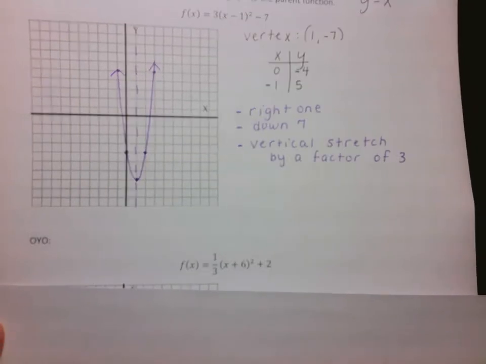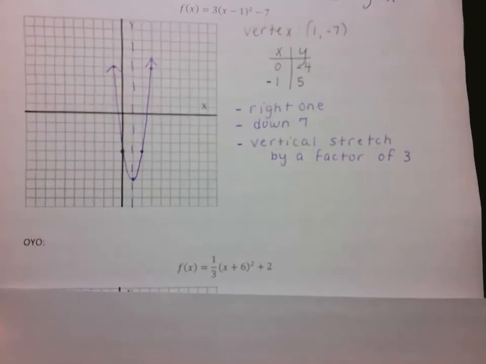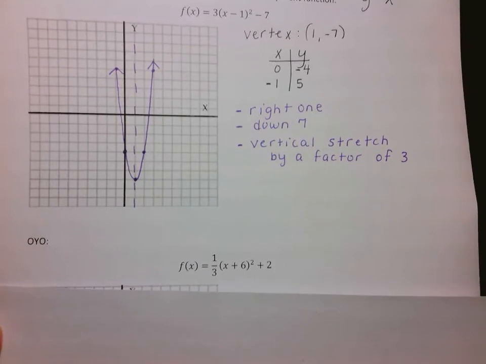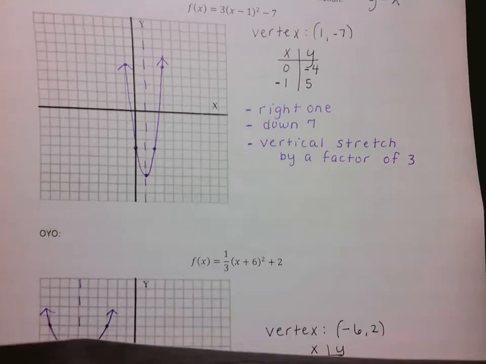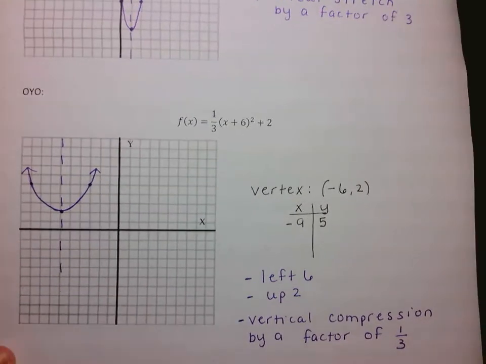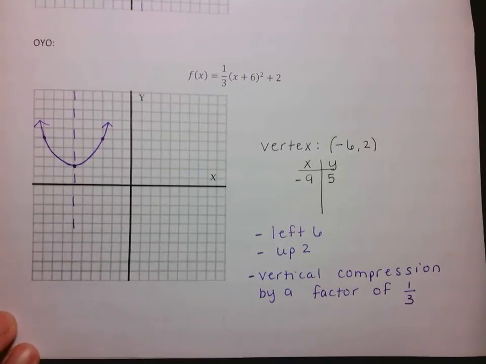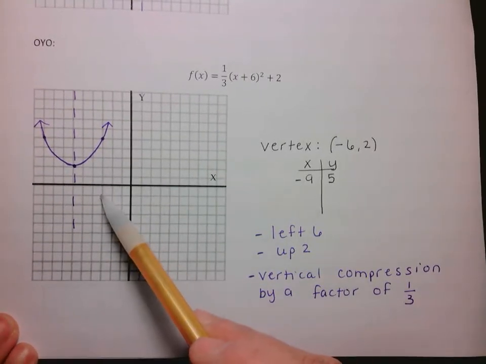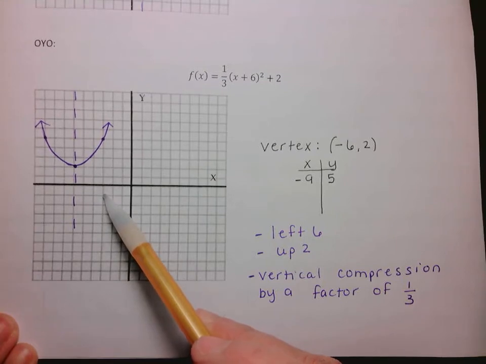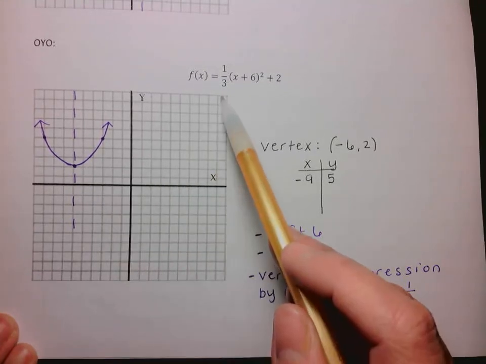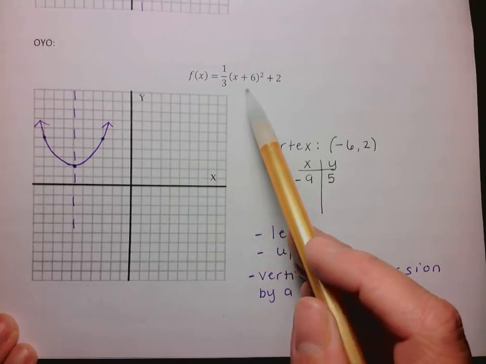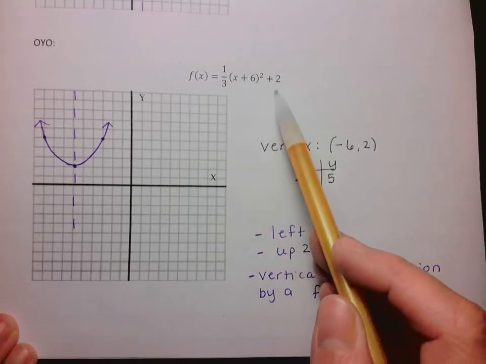And then when you're ready, go ahead and hit pause, graph this function, and compare the graph to the parent function. So here's the graph of the function, and how is this function related to the parent function? There's a vertical compression by a factor of 1/3, and the graph is shifted to the left 6 and up 2.